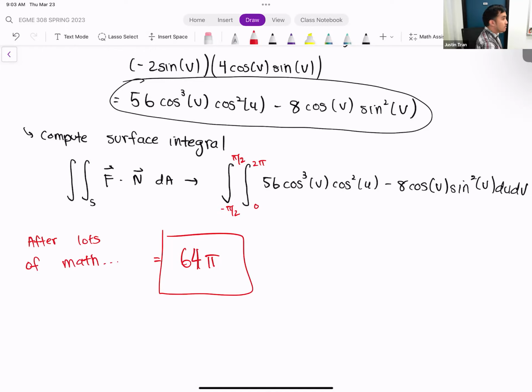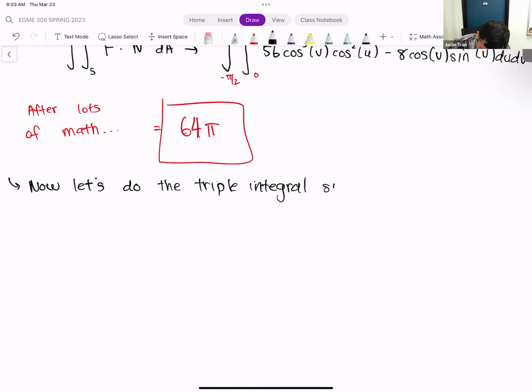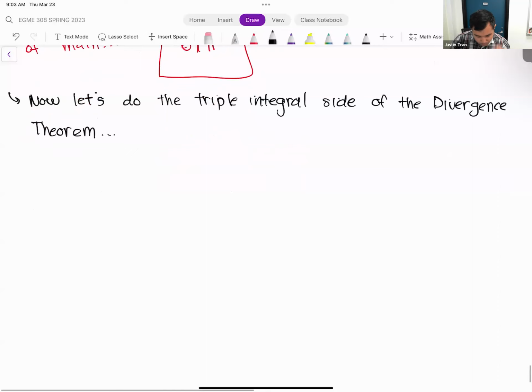Right, any other questions on this here? Okay, all right, so believe it or not, that was the hard part. So now let's go ahead and do the easy part. Okay, so now let's do the triple integral side of the divergence theorem. And so our triple integral side looks like this.